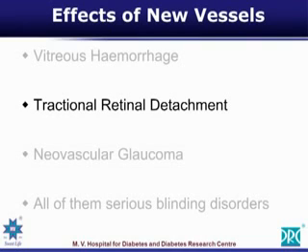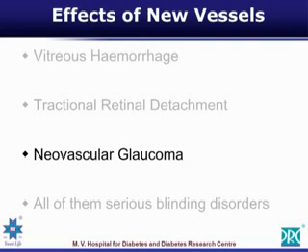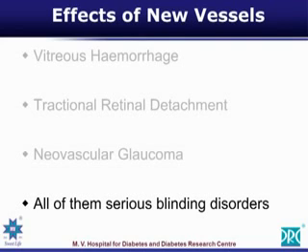I told you also, along with these new vessels, glial tissue is also proliferating. Glial tissue always has a phenomenon of contracture. When these contractures take place, it will pull on the retina and produce a tractional retinal detachment. When these new vessels grow everywhere, they can also grow in the angle of the anterior chamber, and will produce a sharp rise in the intraocular pressure, leading on to neovascular glaucoma. All these conditions are serious blinding disorders.